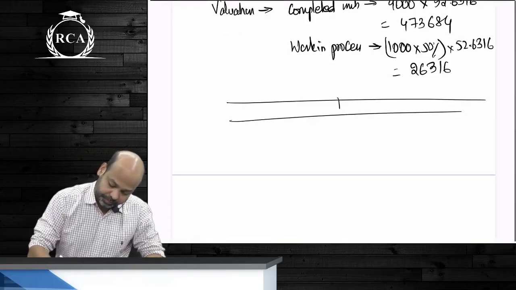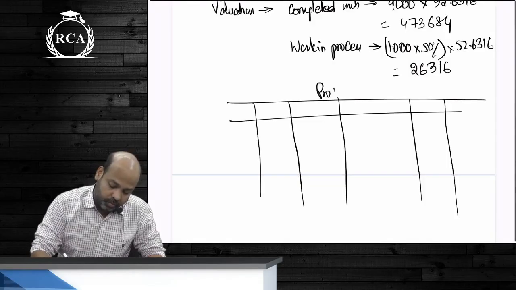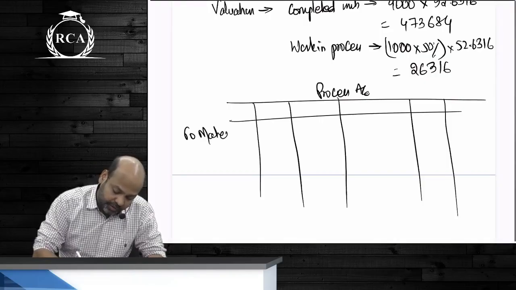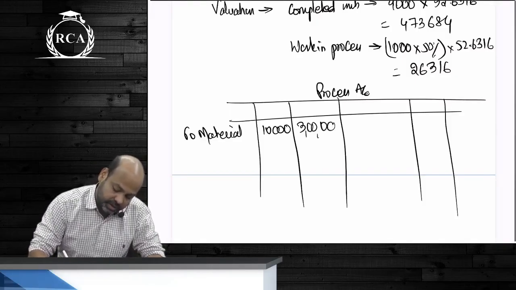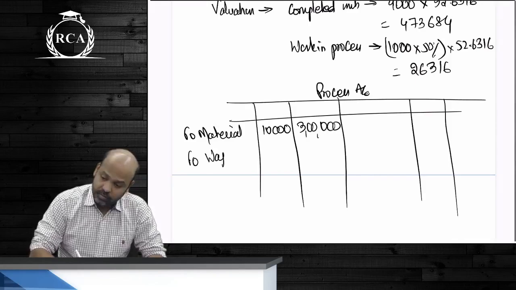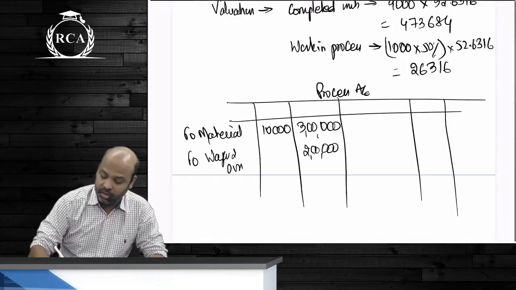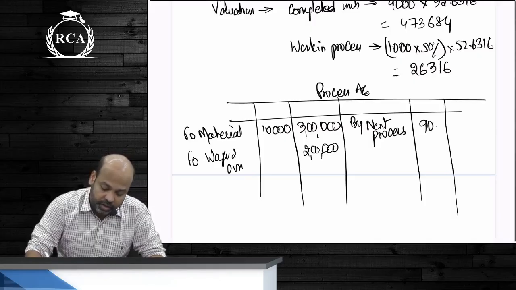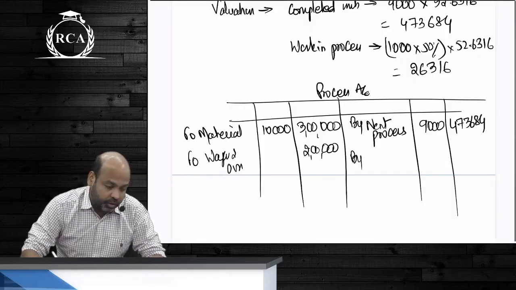Process account बनाओ. Process account guys. To material, input that you have introduced is how much? 10,000 units, 3 lakh rupees. Other expenses, बेटा है दो लाइन, फटाफट लिखो. By next process बेटा, units transferred to next process. कितने units transfer कर रहे हैं? 9000 units whose value will be 4,73,684. ये जो बाकी का है बेटा उसको क्या लिखेंगे?